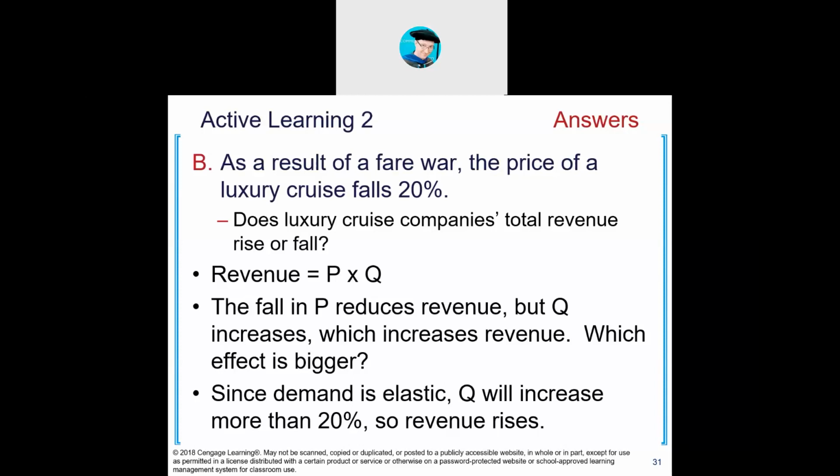A fare war simply means that two companies are competing very strongly with each other to reduce prices to get more customers, right? And so they compete heavily in price. Causes what we call a fare war. It's where they compete very strategically with each other in terms of price.